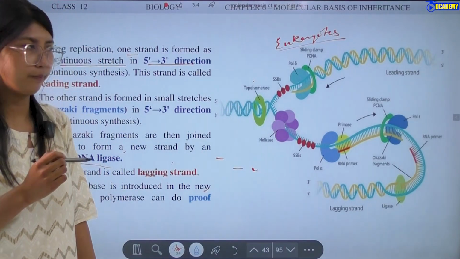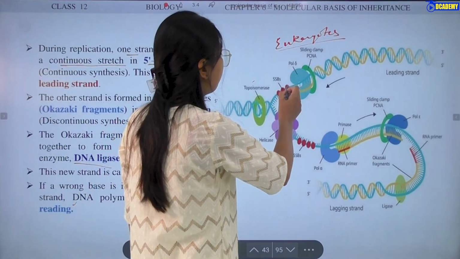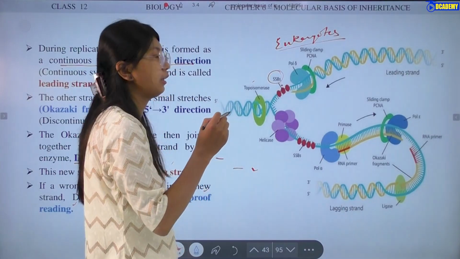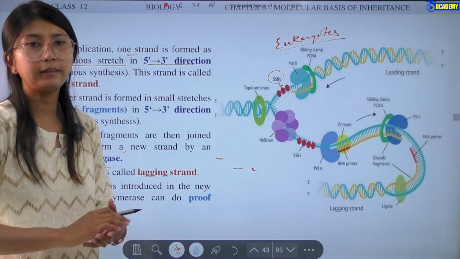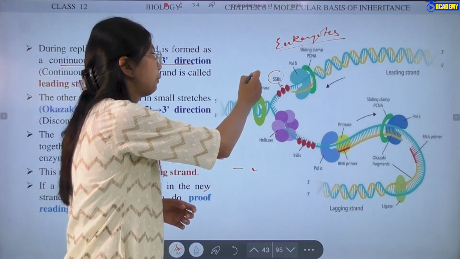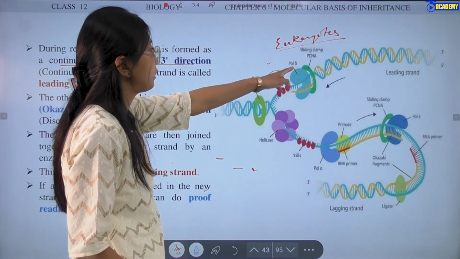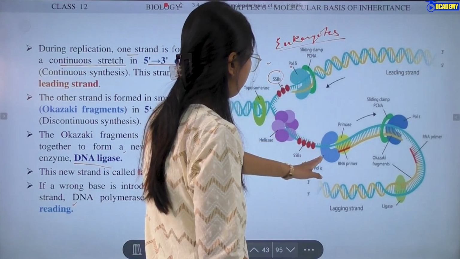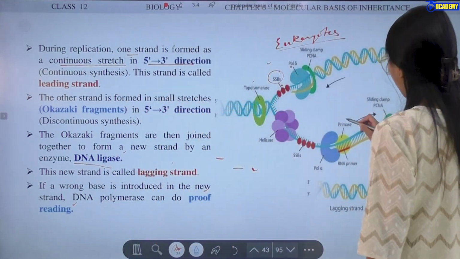Topoisomerase releases the tension. Then SSB proteins, single stranded binding proteins, prevent the secondary structure from forming. Then DNA polymerase delta, and different enzymes such as primase are involved.